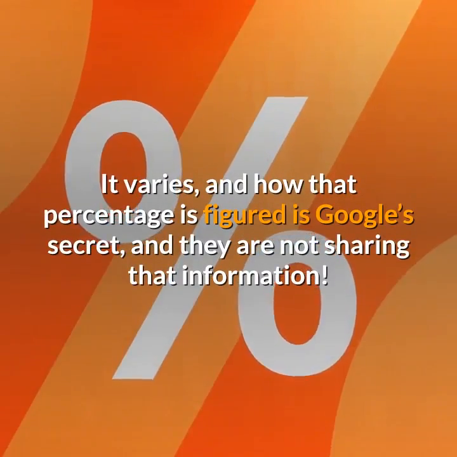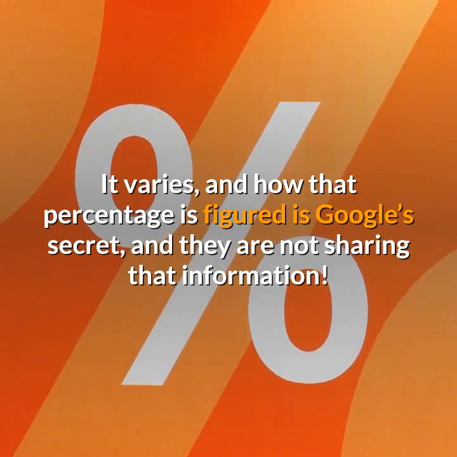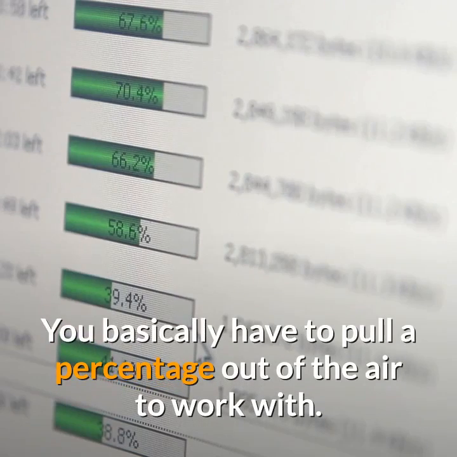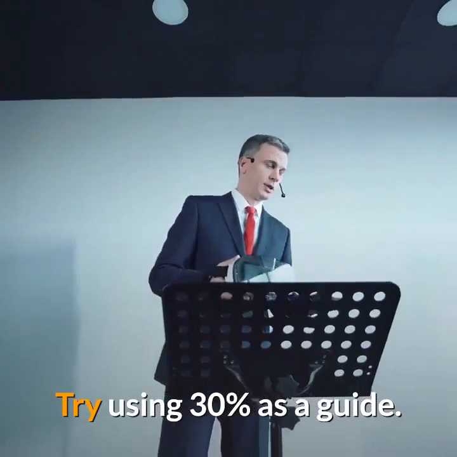It varies, and how that percentage is figured is Google's secret, and they are not sharing that information. You basically have to pull a percentage out of the air to work with. Try using 30% as a guide.